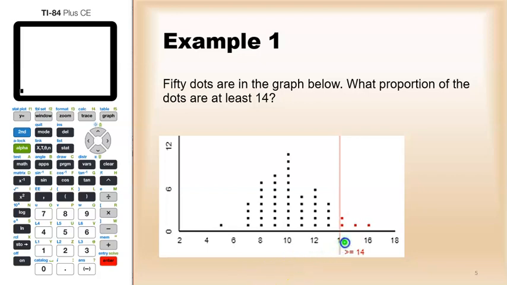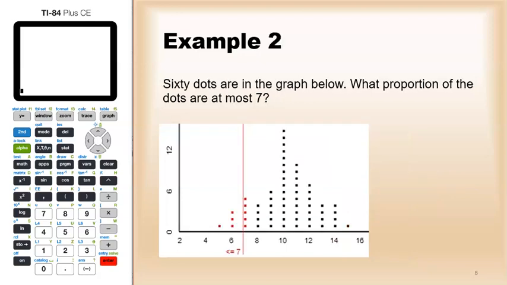We go to where 14 is, and look above, we see 1, 2, and then 2 more to the right. So overall, there are 4 dots that are 14 or more. There are 50 dots overall, so the proportion would be 4 out of 50, or 8%.